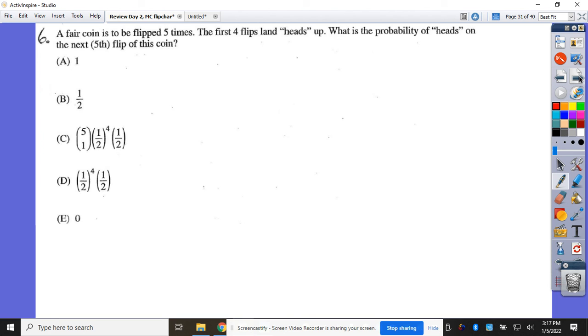A fair coin is to be flipped 5 times. The first 4 flips land heads up. What is the probability of heads on the next flip of this coin? What does this problem absolutely not care about at all? The first 4 flips. So we are only concerned with when I flip it this one time, what's the probability that it lands heads up? So my answer is B. It's a very straightforward question if you're reading it.